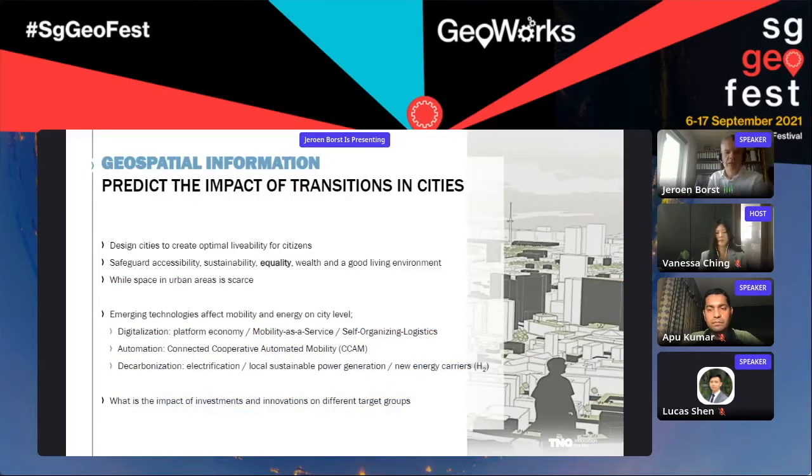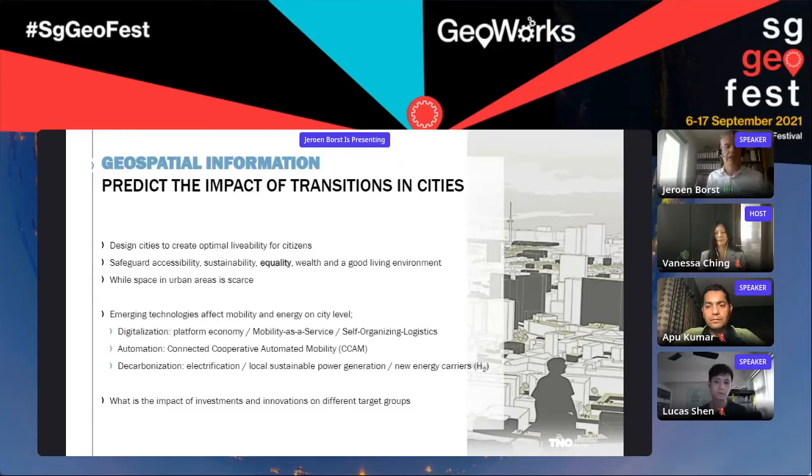What we see is that city governments want to design their public space in order to optimize livability, but also accessibility, sustainability, wealth, a good living environment for all. So you could say equality or equity. And that while space in urban areas, in densely populated areas, is scarce, and people who live in Singapore will recognize that, right? And at the same time, we see a change in mobility, in logistics, in ways how we can meet each other and how we can deliver goods.